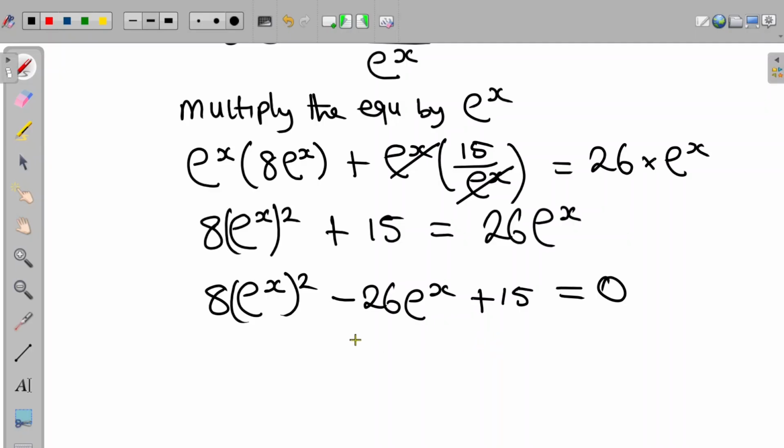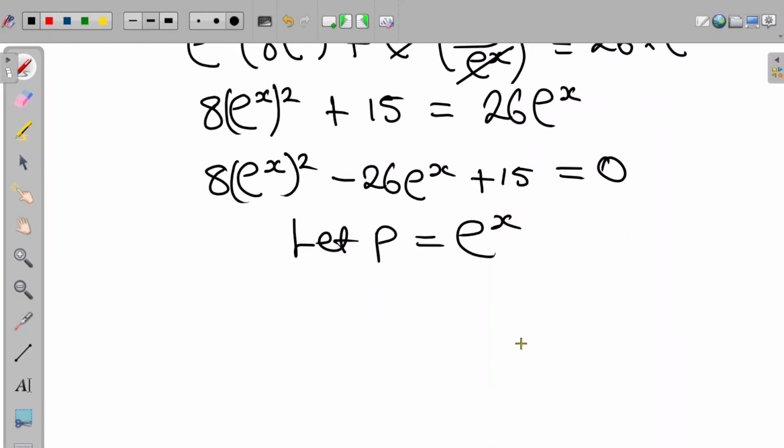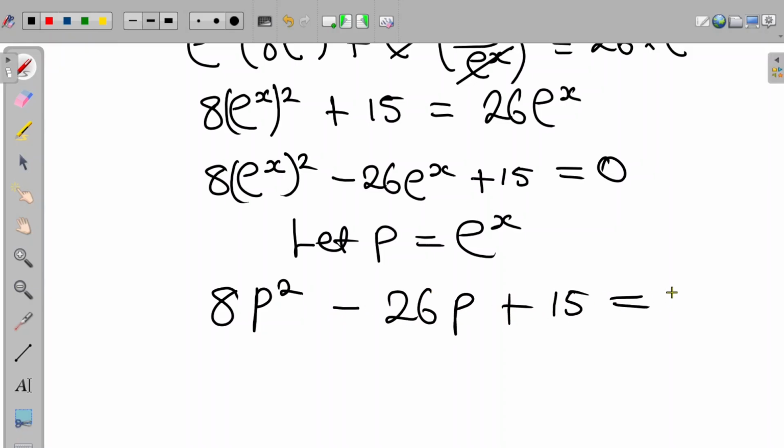So at this point, we can make some simple substitution. We can have that let p be equal to e to the power of x. Thus, the equation now becomes 8p squared minus 26p plus 15 is equal to 0. So at this point, we have a quadratic equation in terms of p.